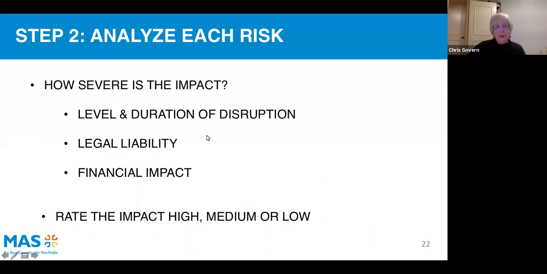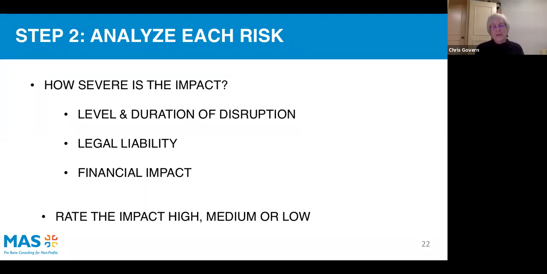The third question that you need to ask is, how severe is the impact? So if the risk happens, these are the consequences. How severe would that be? And again, I would rate these high, medium, or low. And again, it's a judgment call. It's probably some discussion within the organization. It's coming to some consensus.